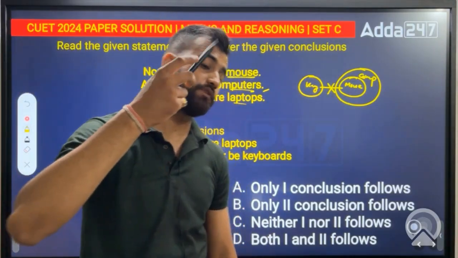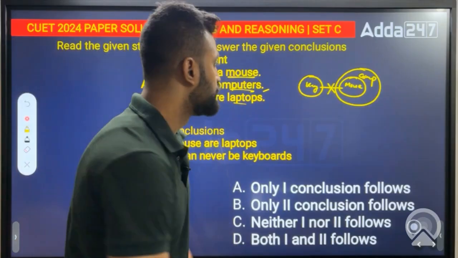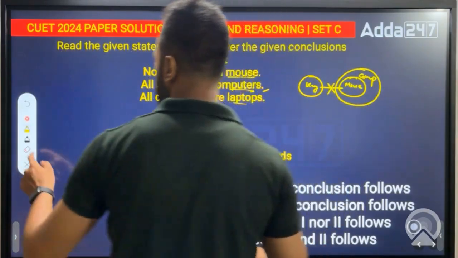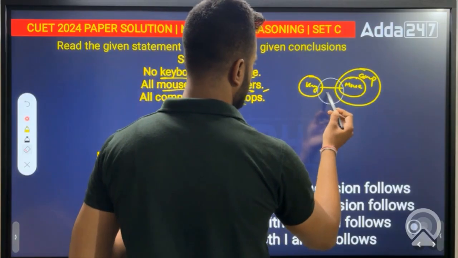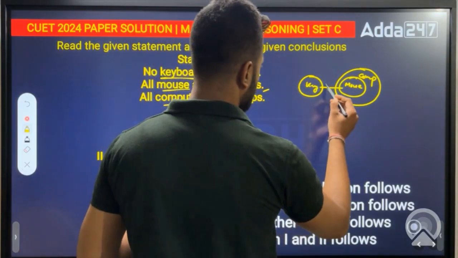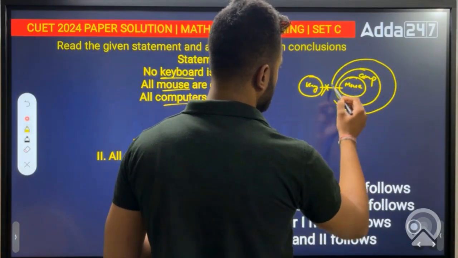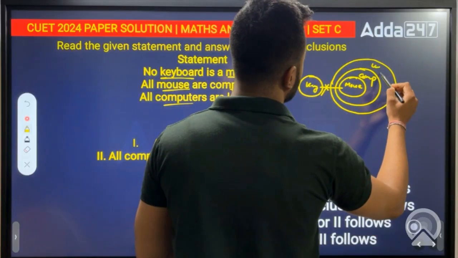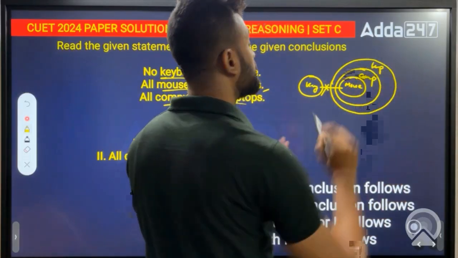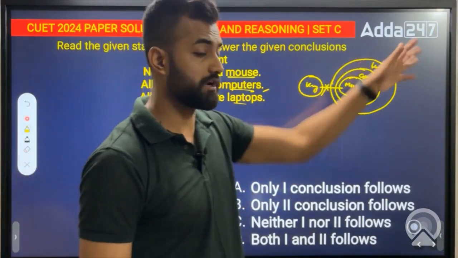Now all computers must be inside laptop. So this computer will come under laptop. This computer is also going to come under laptop like this. And by default, sir, mouse has also come inside laptop.